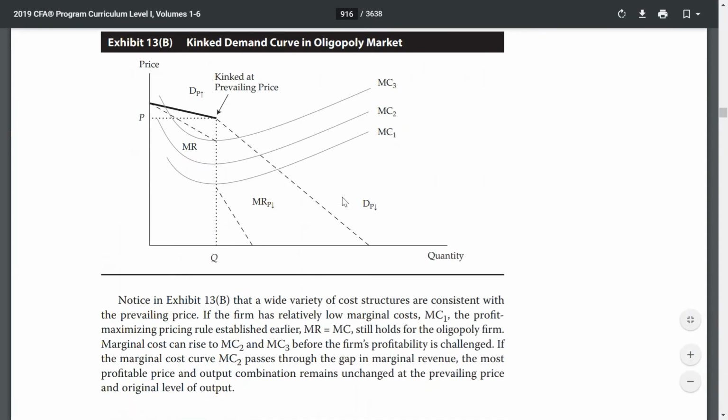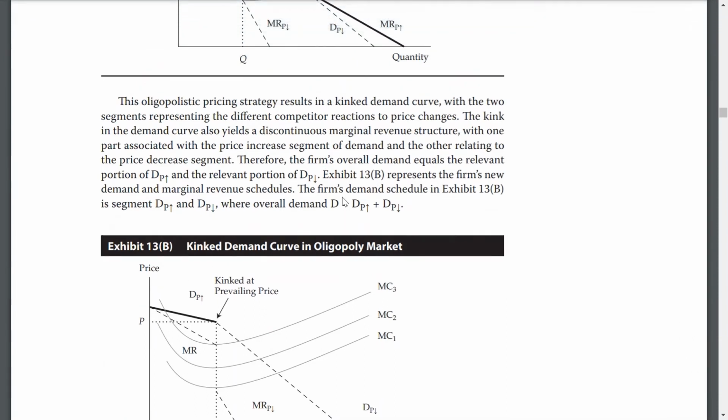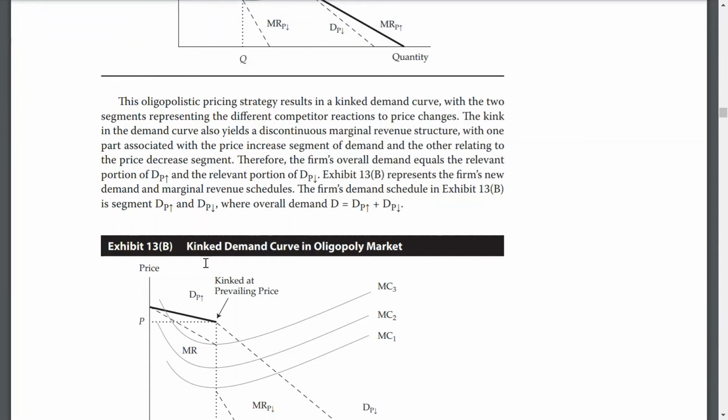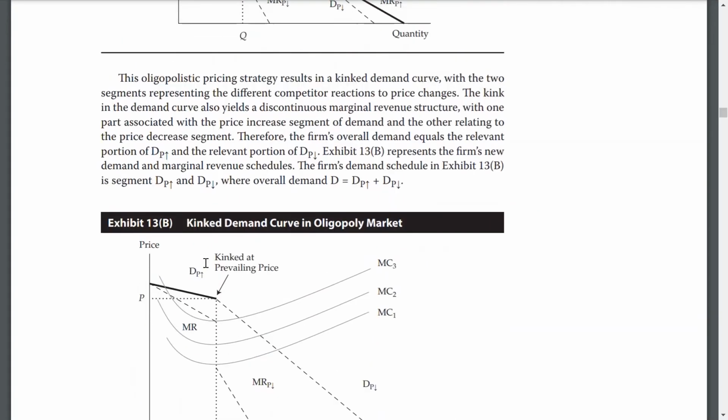The oligopolistic pricing strategy results in a kinked demand curve, with the two segments representing the different competitor reactions to price changes. The kink in the demand curve also yields a discontinuous marginal revenue structure, with one part associated with the price increase segment of demand and the other relating to the price decrease. Okay, should be quite straightforward.